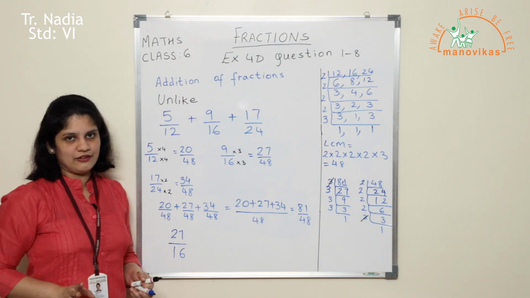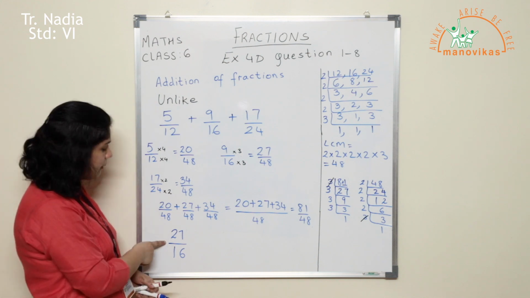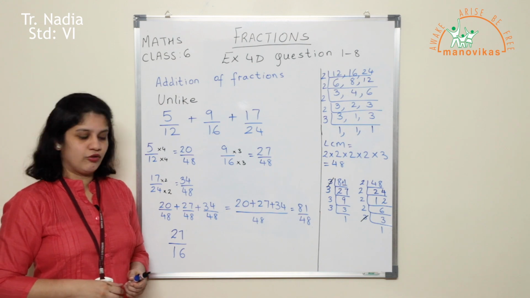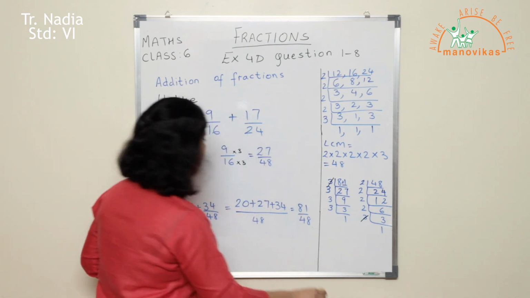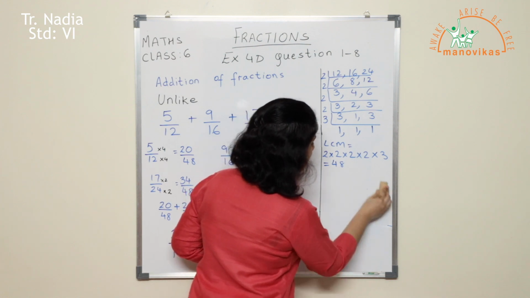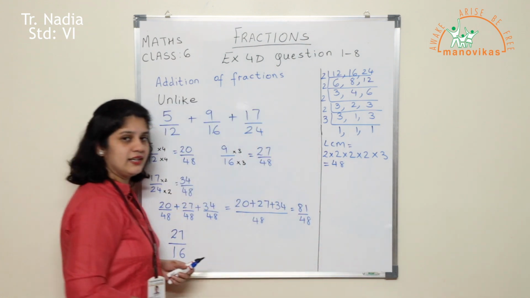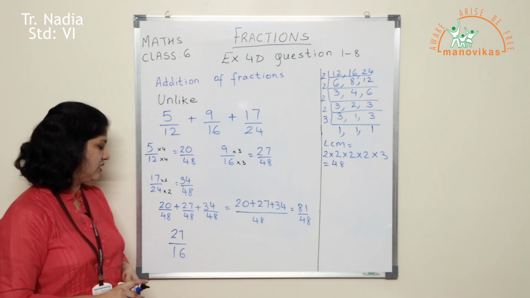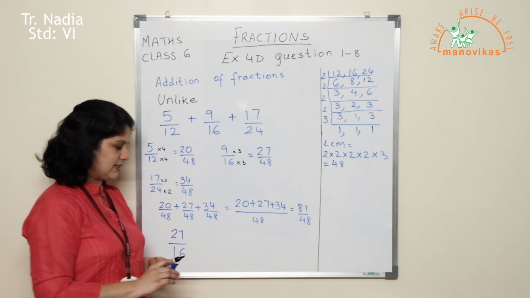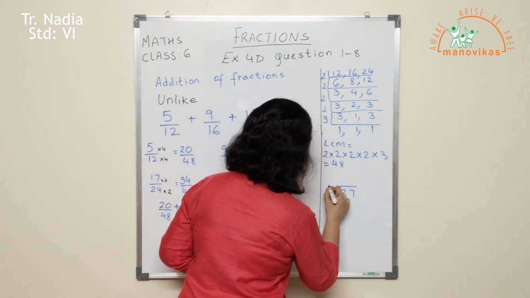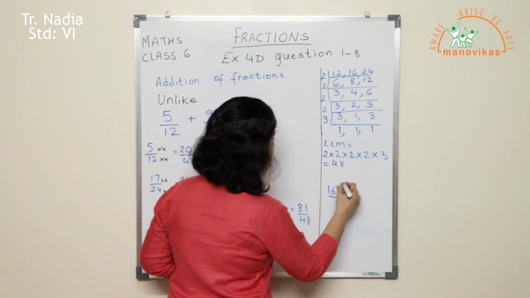Now, the answer that I have got, I have managed to reduce it. But you can look here, it is in the improper fraction form. That means its numerator is big and its denominator is small. Now, what had I told you all? If your final answer is improper, we don't leave it as an improper fraction. We convert it to a mixed number. So, let us convert 27 upon 16 into a mixed number.